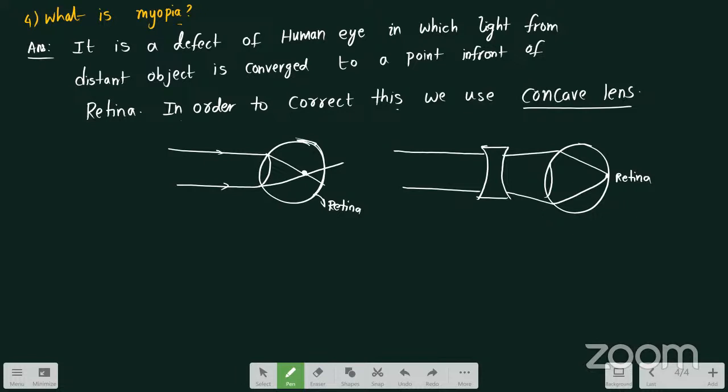So let us discuss the next important question. This next one is question number 5. Myopia is done. Next will be hypermetropia.